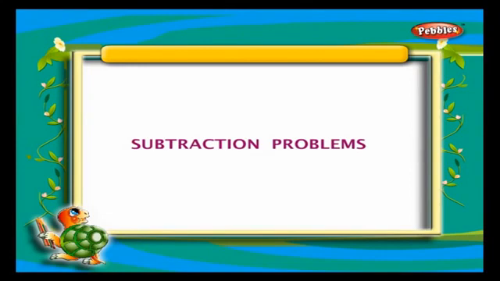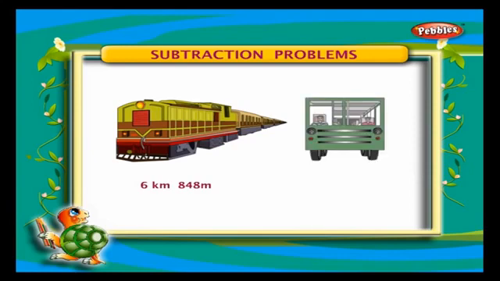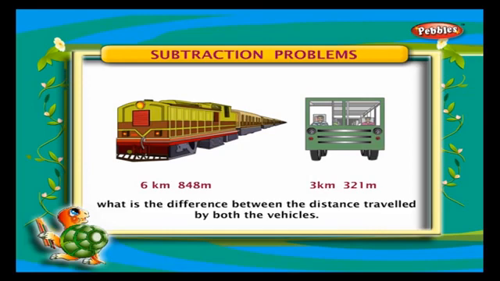Subtraction problems. A train travels a distance of 6 kilometers and 848 meters and a bus travels a distance of 3 kilometers and 321 meters. What is the difference between the distances traveled by both the vehicles?